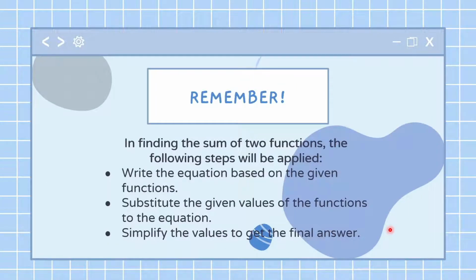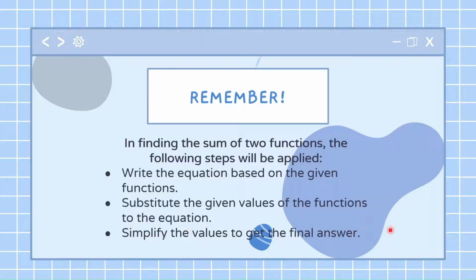So here are the steps that you need to remember. So it's very important that you remember these. In finding the sum of two functions, the following steps will be applied. The first step is write the equation based on the given functions. The second step is to substitute the given values of the functions to the equation. Next is simplify the values to get the final answer.